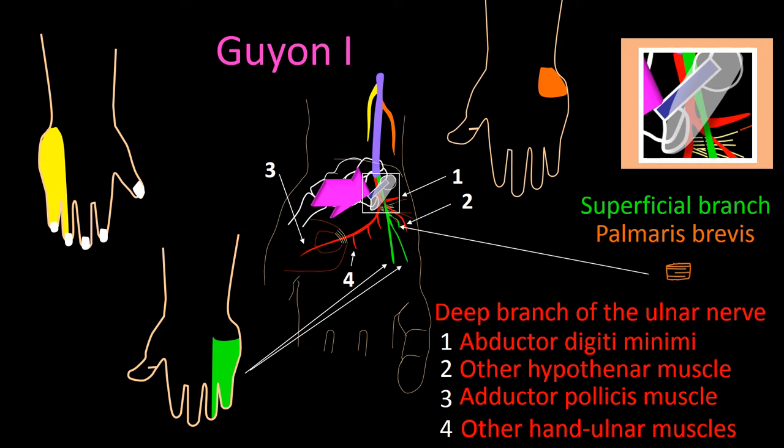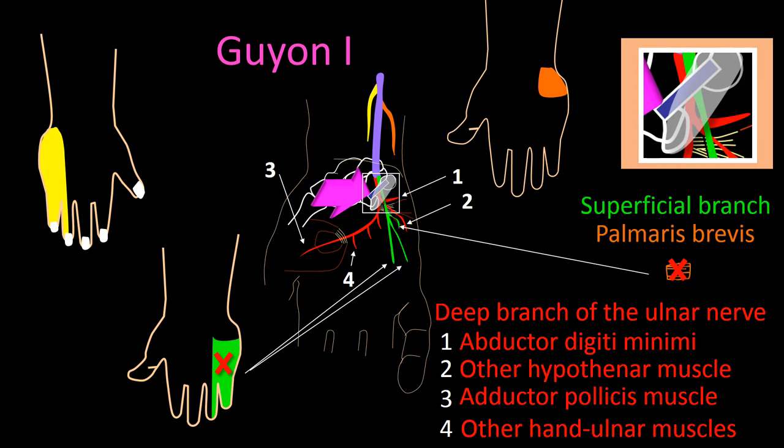In Guyon type 1, the lesion is inside the Guyon's canal, involving the deep and superficial branches of the ulnar nerve. Hence, the sensation of the distal palm area and the palmar region of the ulnar half of the fourth finger and the palmar region of the fifth finger will be compromised, but the part of the skin of the hand innervated by the palmar and the dorsal branches that exit the ulnar nerve before entering the wrist will be normal. Muscle-wise, all the hand muscles innervated by the ulnar nerve will be affected.